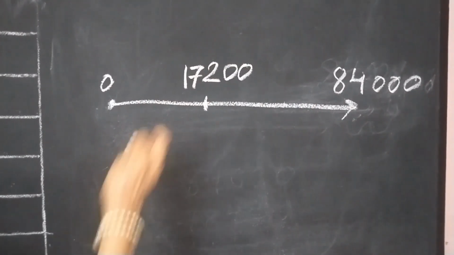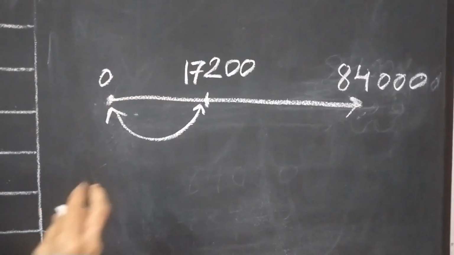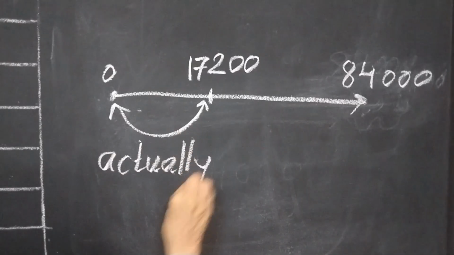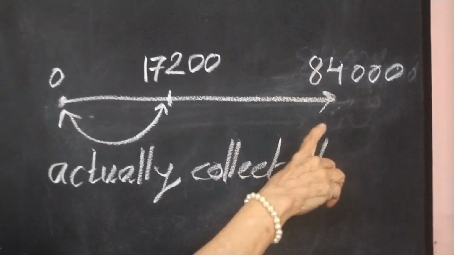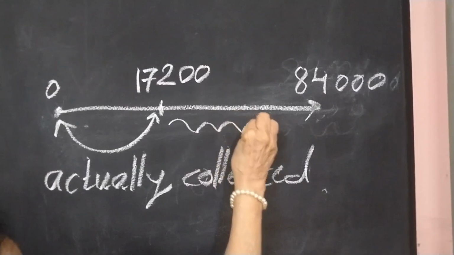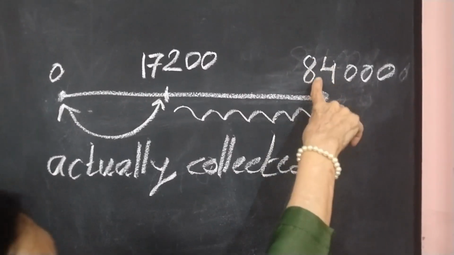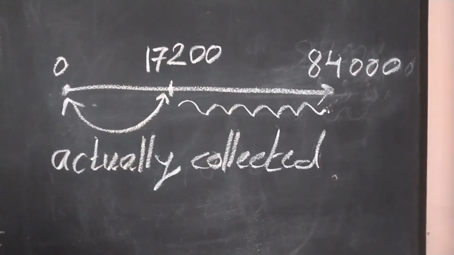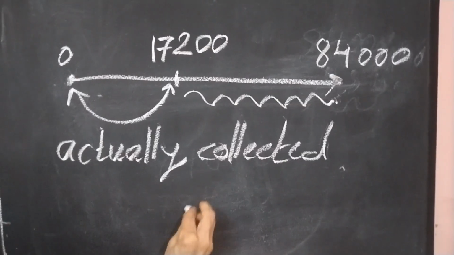17,200. So this was from here to here. This was the amount that we actually collected. But we were expecting 84,000. So, this much we fell short of. This part. That means we will have to subtract from 84,000 17,200 rupees in order to get the amount that we are short of now. So here we go.